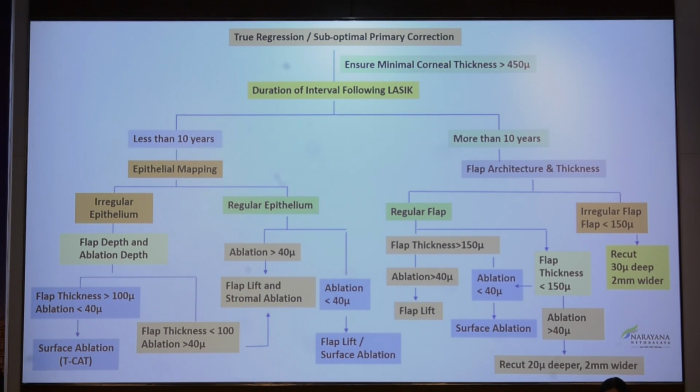In case of irregular flaps, beware before attempting a flap relift. If there are low ablation depths, do a surface ablation. If there are higher ablation depths, you have to go for a recut. While doing a recut, look at the flap thickness, the residual flap thickness, and the flap architecture, and then proceed planning for a flap recut. Thank you.